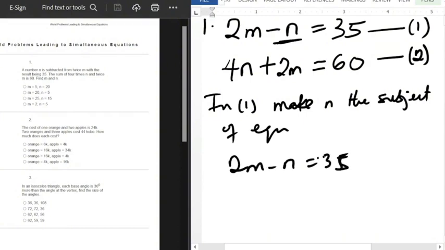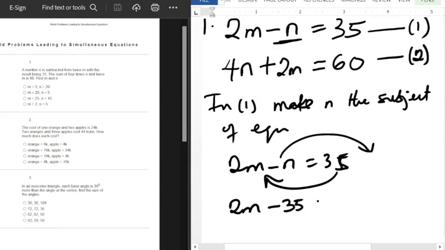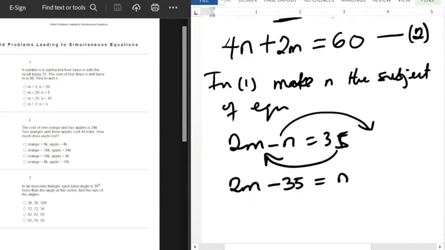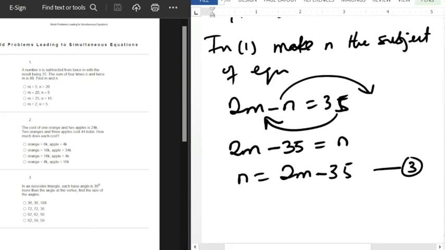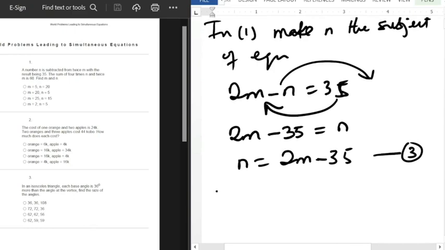So what I'm going to do, I'm going to take this to this side and bring 35 to this place, because this is minus. By the time it gets to the other side, plus. So that means we're going to have 2m minus 35 equals n, which we can rewrite as n equals 2m minus 35. So this will give us equation 3. We got this from equation 1, so we have to substitute this in equation 2. So we now say, put 3 in 2.